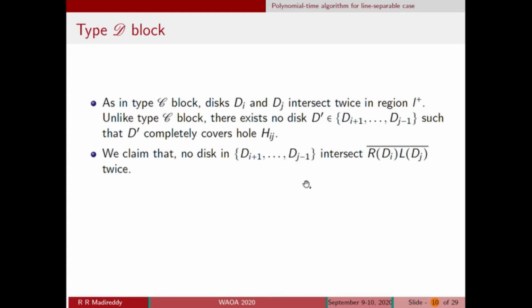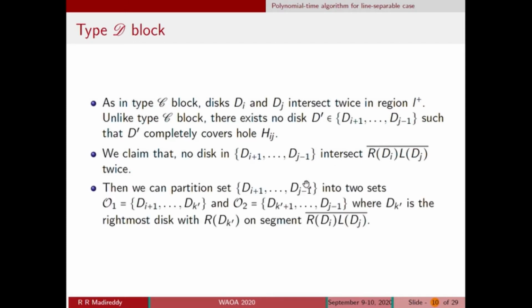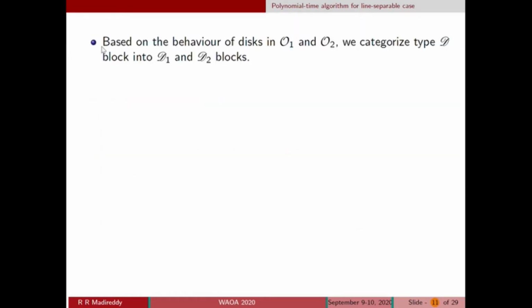twice. So with this, we can partition the set di plus 1 up to dj minus 1 into two sets, O1, that is di plus 1 to dk prime, and O2, dk prime plus 1 to dj minus 1, where dk prime is the rightmost disk with rdk prime on segment rdi ldj. Based on the behavior of disks in O1 and O2, we categorize type D block into D1 and D2.